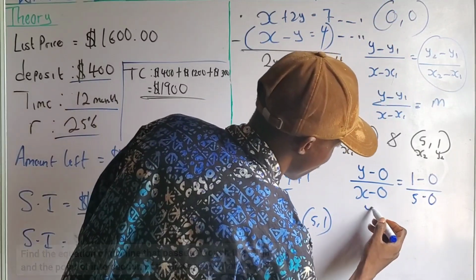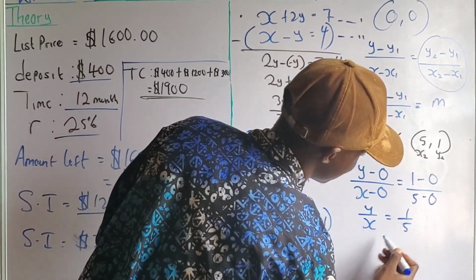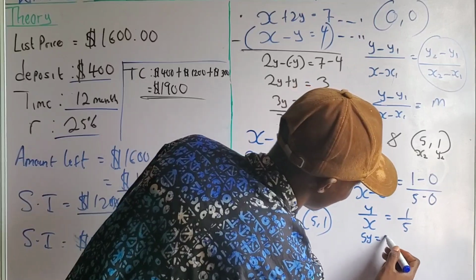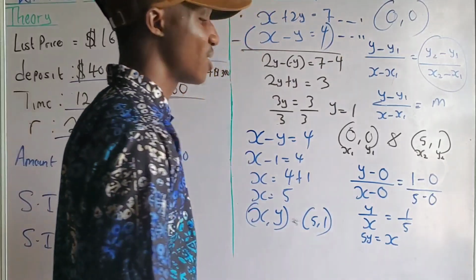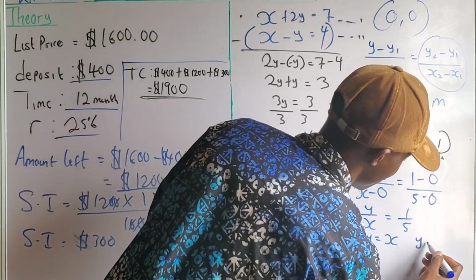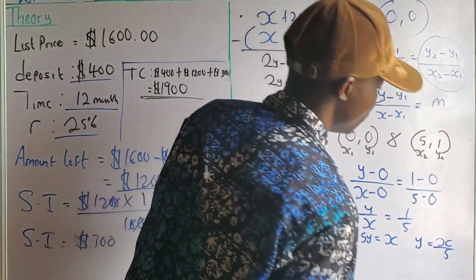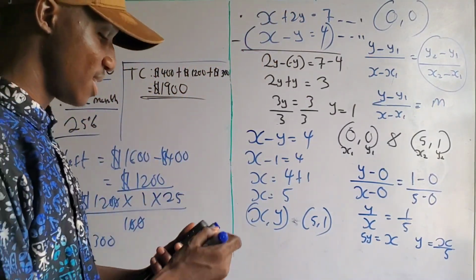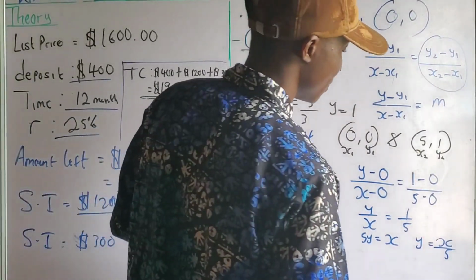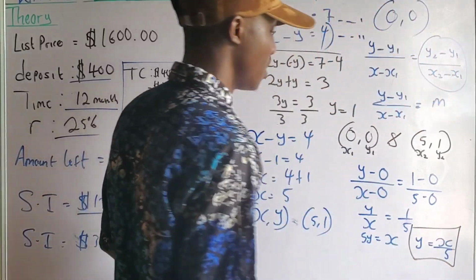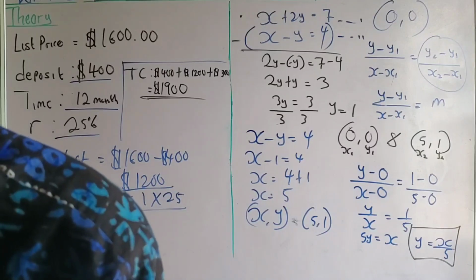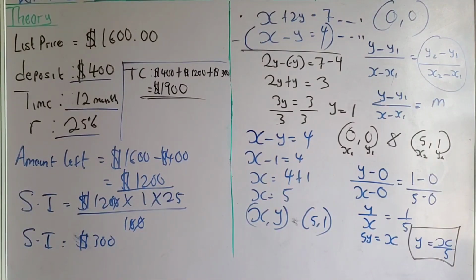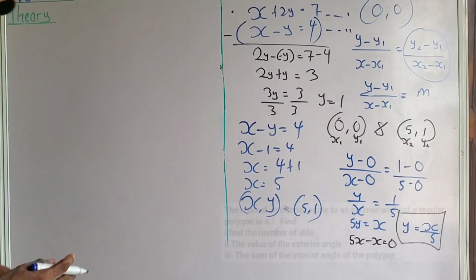Okay? So I'm going to have y over x equals to 1 over 5, right? So I'm going to have 5y equals to x. Do you understand? So you can now write the equation like this: y equals to x over 5. Okay, so that is the equation that we are asked to derive. This is the solution to that question. The equation of the line that passes through the origin and the point of intersection of the lines x plus 2y equals to 7 and x minus y equals to 4 is y equals to x over 5. So you can do it either way.